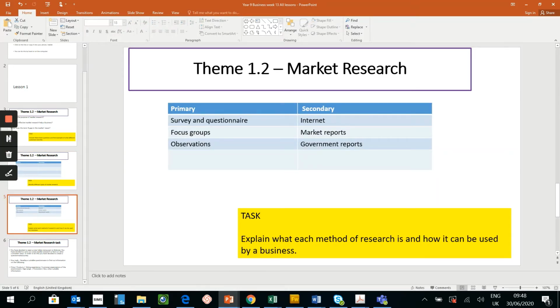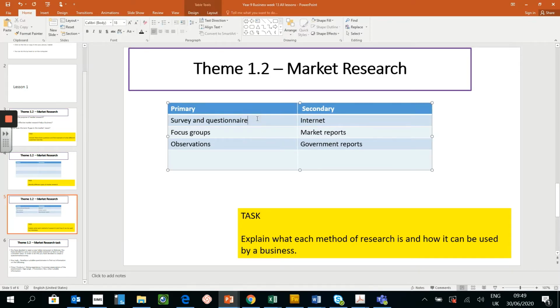Okay, so here's some of the different types of market research you should have identified. You've got 2 different types here. You've got primary and secondary. Obviously, primary is conducted for the first time. It does not exist. It's new. It's original. Secondary, therefore, is market research that is already in existence. So it could be, as we can see there, internet market reports, government reports, and it's stuff that is already out there. So someone else has already produced that.